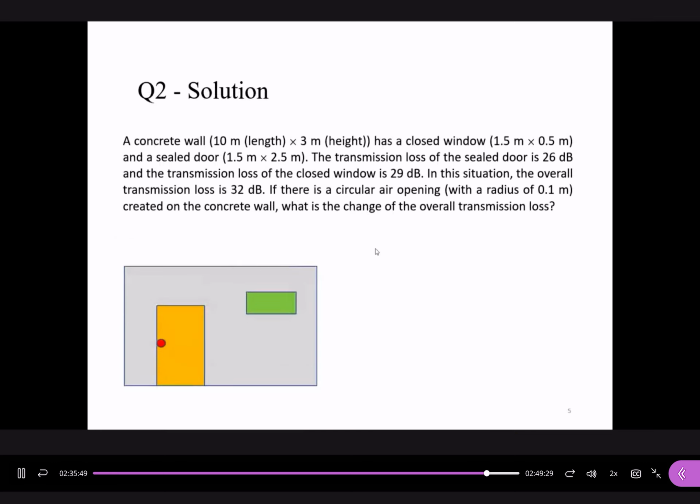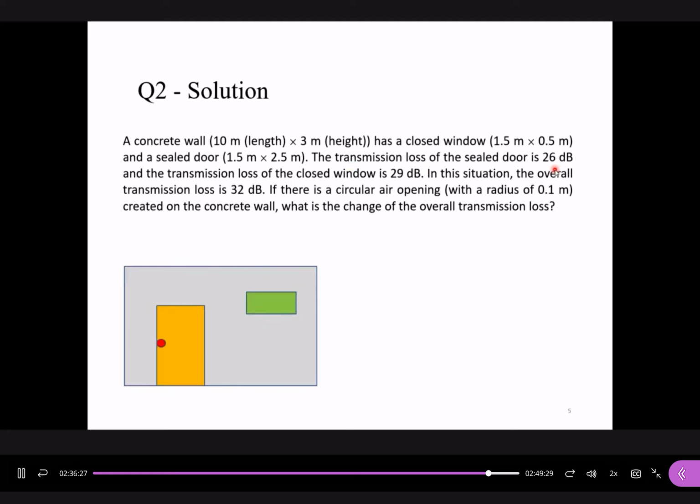Now the situation is like this. We have a concrete wall here. The concrete wall is 10 meters times 3 meters. These are the dimensions of this concrete wall. Now, on this wall, there is a closed window and a sealed door. So in total, we have 3 components: door, window, and wall. Correct? Now the transmission loss of the sealed door is 26 dB.